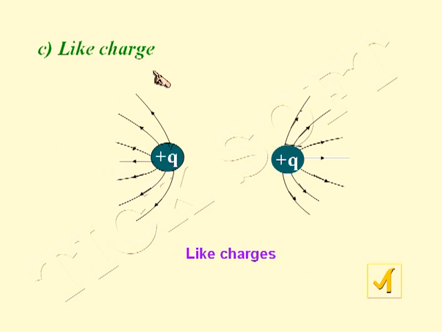Now we can see how the lines of force are if two charges are the same. Like charges produce lines of force starting from plus Q, but they cannot reach the other plus Q, so they are repelled. So we can see the direction of the lines of force moving not towards the other charge, but they are repelled from the other charge.